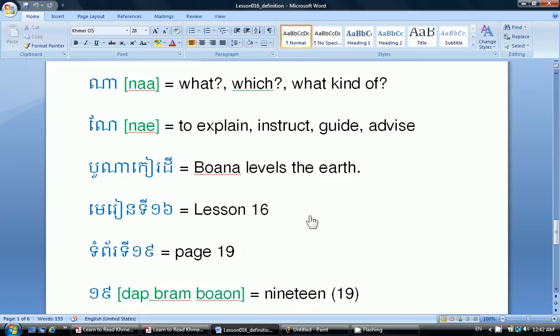Okay, so lesson 16 in Khmer we say មេរៀនទី16. It's on page 19, and 19 in Khmer we say 19. So page 19 we say ទំព័រទី19. Now please get out a piece of paper and a pencil so that we can learn how to write the consonant naw and combine it with all the vowels that we have learned so far.